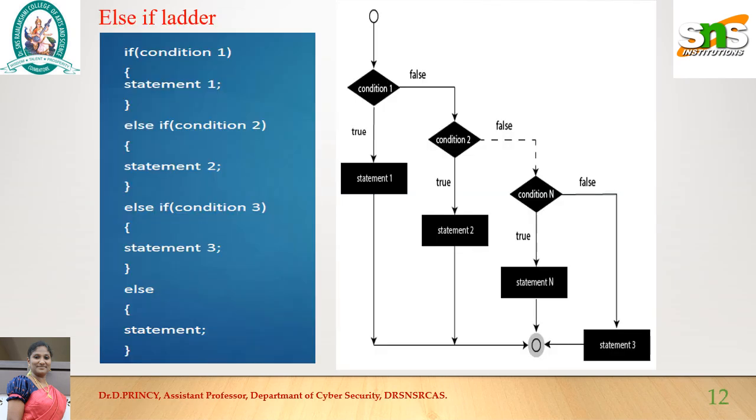Okay, next, else if ladder. Like a ladder. In the previous example, if a condition is true, we check with another condition. In else if ladder, if the condition becomes false, in that place we check with another condition. See the flow chart. Condition true, statement 1 will be executed. When the condition is false, it goes to the next condition. That condition false, it goes to the next condition up to statement n. After all the conditions become false, it moves on to statement 3.